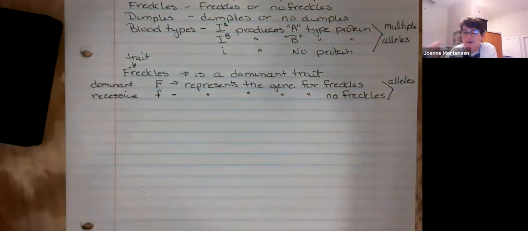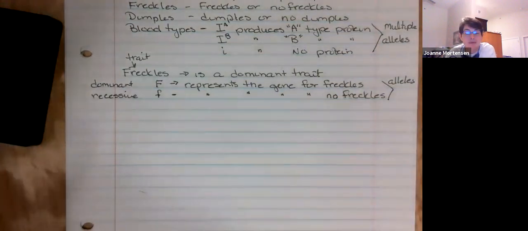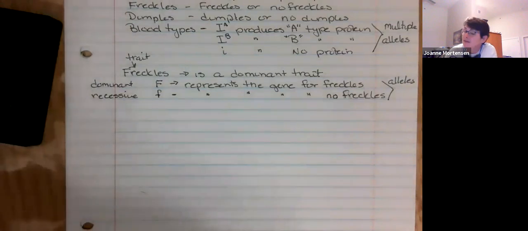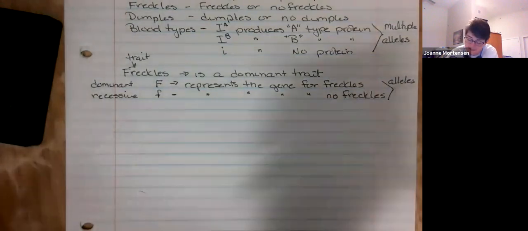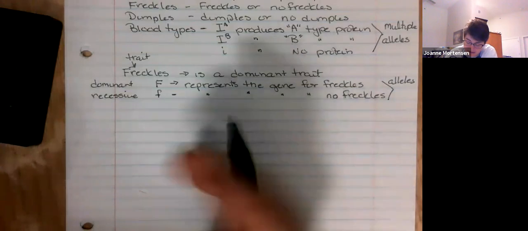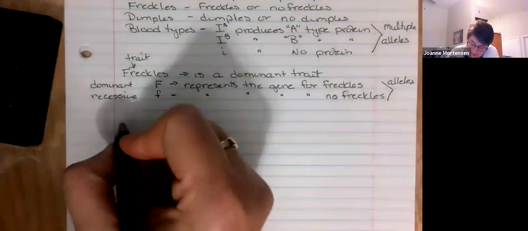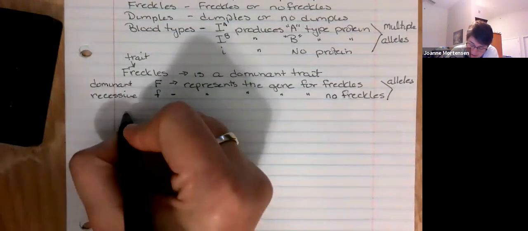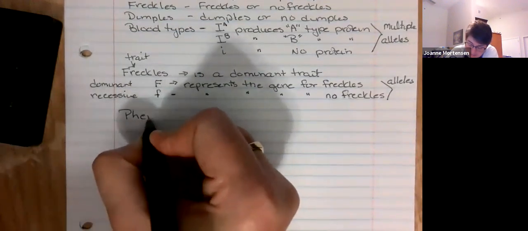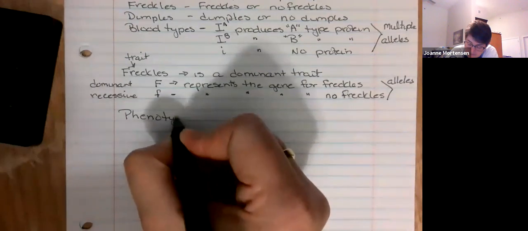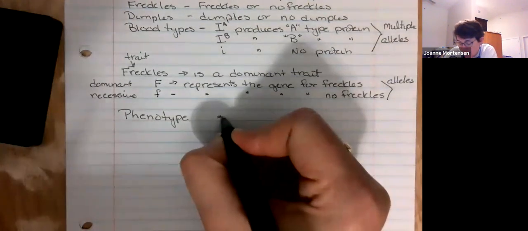And we'll put a little star by that because there are times where that doesn't happen, but 95% of the time, you're going to be able to get away with that. Okay, so alleles. So what does this mean? Well, two more words. Phenotype and genotype.